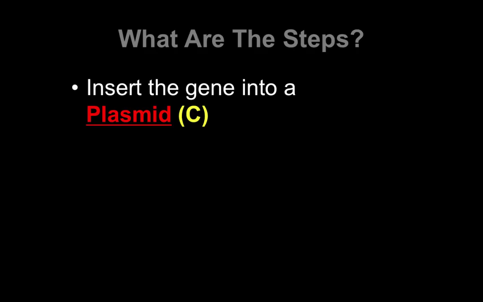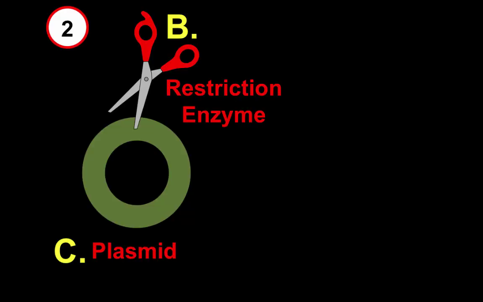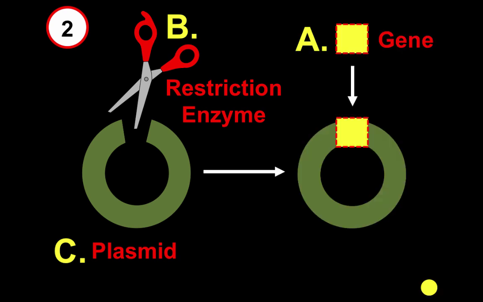Next, I'm going to take that gene and stick it into a bacterial plasmid, which remember is a small piece of DNA itself. So if this is my bacteria, this is the normal DNA, and this would be the little plasmid. Here I have my plasmid, and once again I'm going to use my restriction enzyme, and it's going to cut the DNA. So it's going to open it up, and then I can take my gene and actually stick it into this bacterial plasmid.